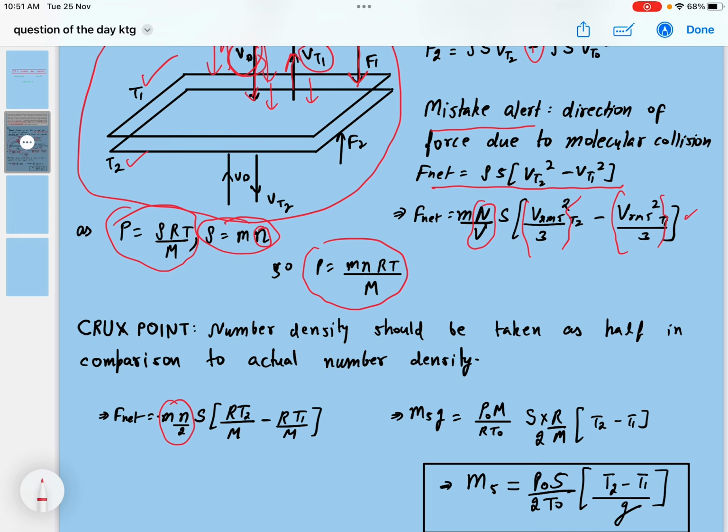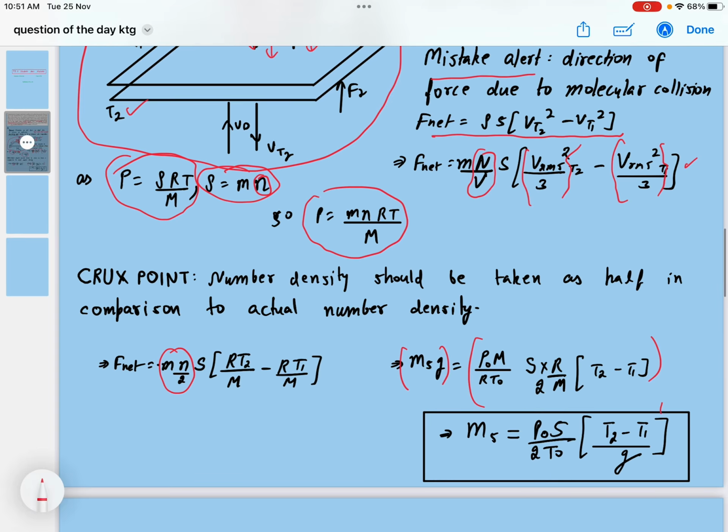Then the net force I get is this expression, which equals Mg. So M is equal to this expression finally. That is our right answer. If anything is not clear, please tell me, beta. Don't worry, you can send me a message. Okay, thank you.